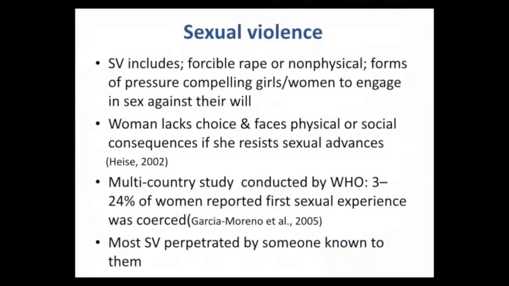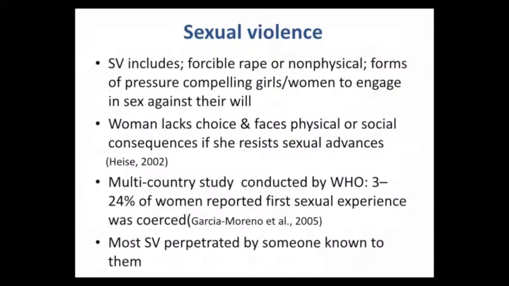So sexual violence includes forcible rape or non-physical forms of pressure. So in other words, you compel a person, you rape them after having threatened them that you're going to do something really bad to them. So it's against their will. It's where a woman lacks a choice, and she can't resist the sexual violence advances.